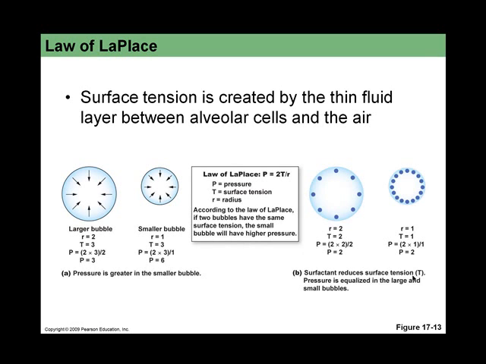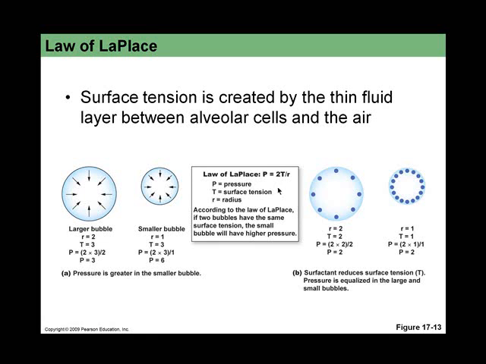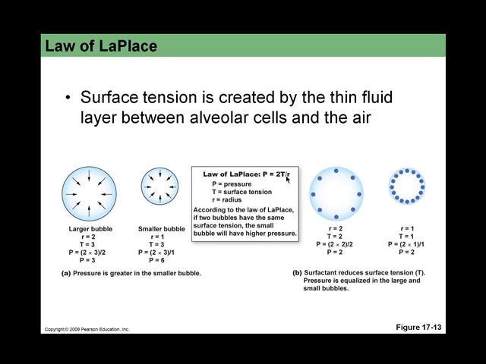Surfactant reduces surface tension, and then pressure is equalized in the large and the small bubbles. Here we can see with the surface tension decreasing, at the same time you get the decrease in the radius, and if they change proportionally, so if you get half the radius, you get half the surface tension, then you have no change in pressure. If you change one variable independently of the other and it stays constant, then you have the change in pressure corresponding mostly to the change in the radius.